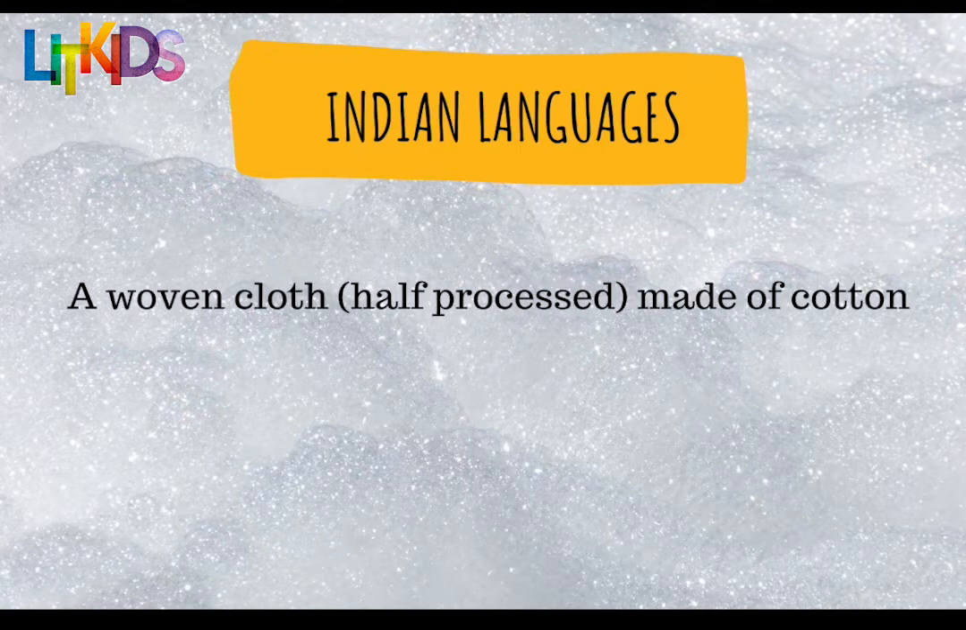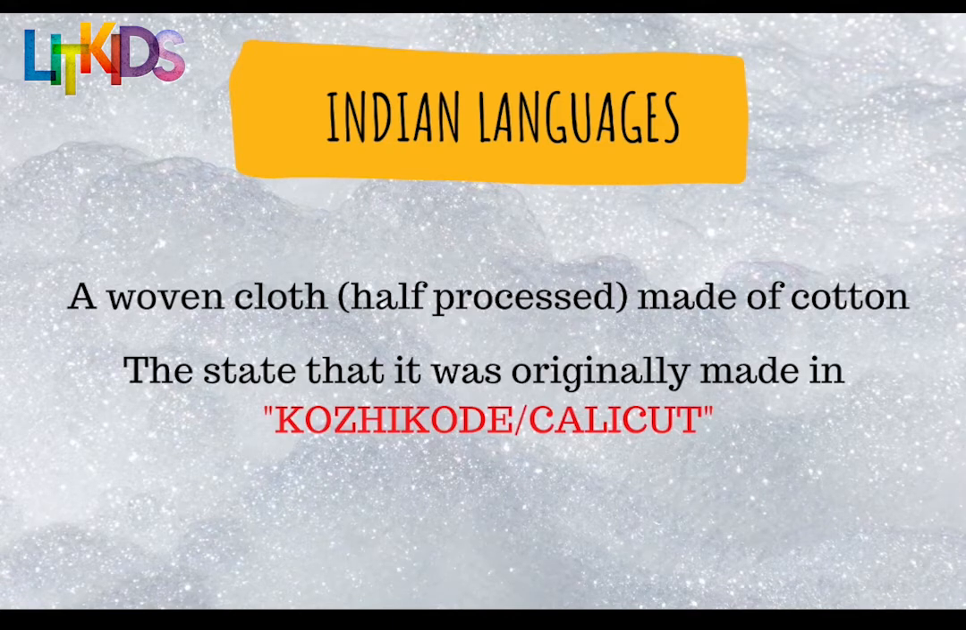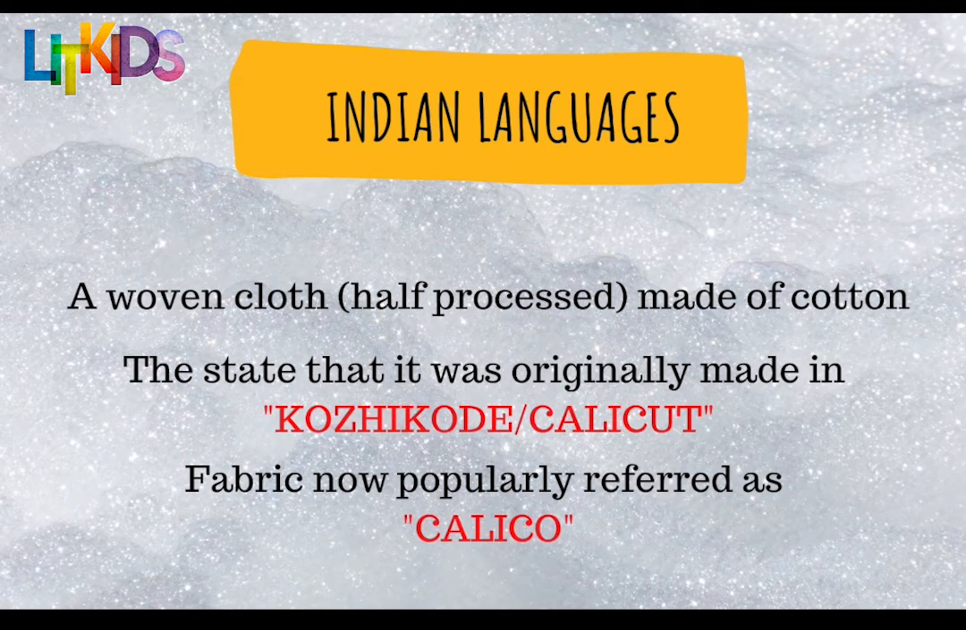Our third example is a woven cloth, which is half processed cotton. So the place this was originally made in is actually Kozhikode or Calicut. And the fabric itself is now popularly referred to as calico.